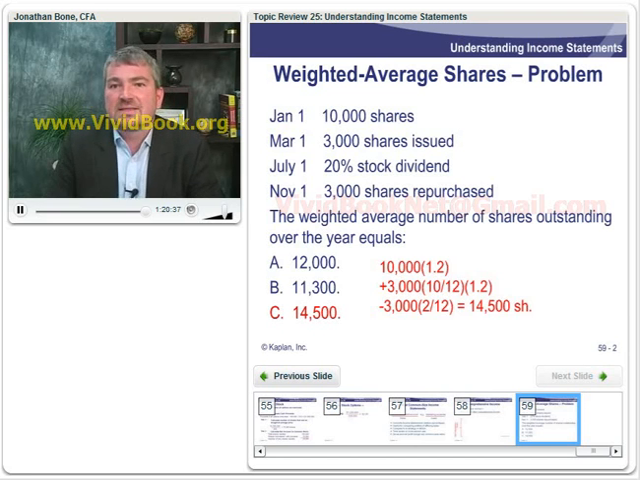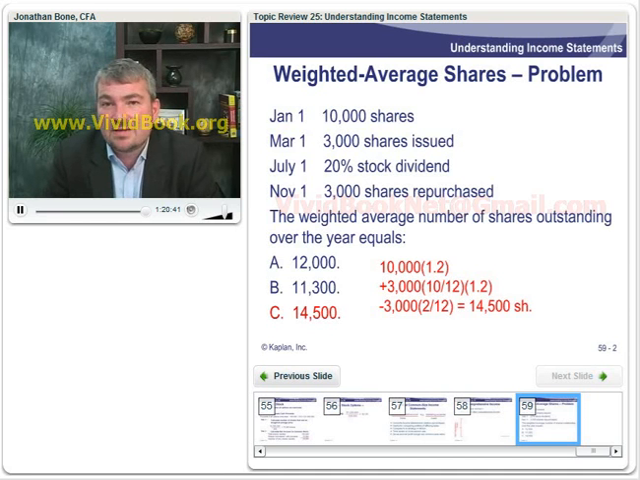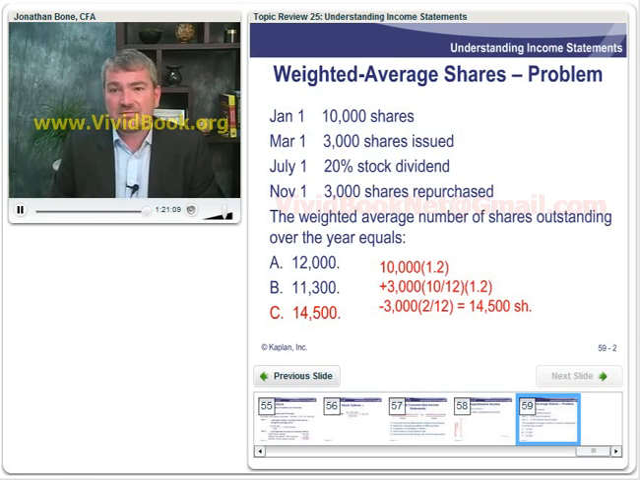So notice essentially what they've done here is they've taken the 10,000 shares at the beginning of the year, multiplied by 1.2 for the stock dividend. They've taken the 3,000 shares and they've said they're in issue for 10 out of 12 months. So they've multiplied by 10 twelfths times 1.2 because of the bonus issue or the stock dividend. Then the 3,000 repurchase, no multiplying by 1.2 because it took place after the stock dividend. They've just multiplied by 2 twelfths because they were in issue for 2 twelfths of the year, and that gives you 14,500.